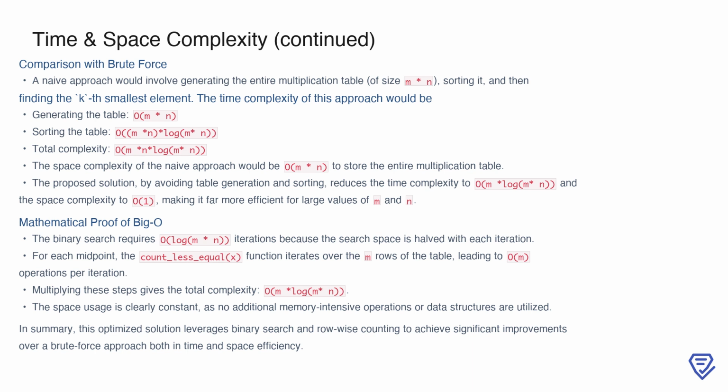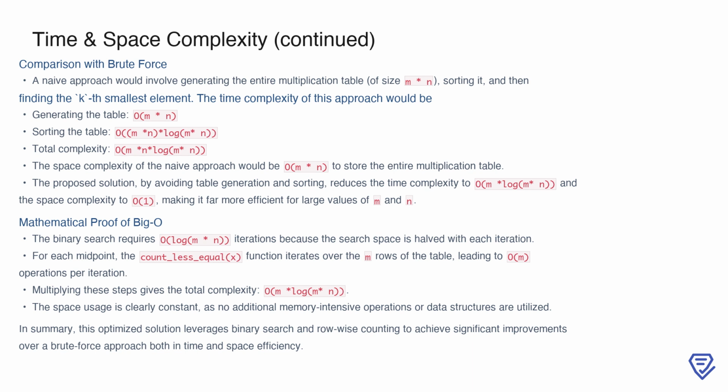In contrast, our optimized method avoids generating and sorting the table altogether. Instead, it uses binary search combined with row-wise counting to reduce the time complexity to O(m*log(m*n)), and the space complexity to just O(1). This is a significant improvement, especially when m and n are large. The optimized solution achieves this by leveraging the logarithmic reduction of the search space in binary search and the efficient row-wise counting process.